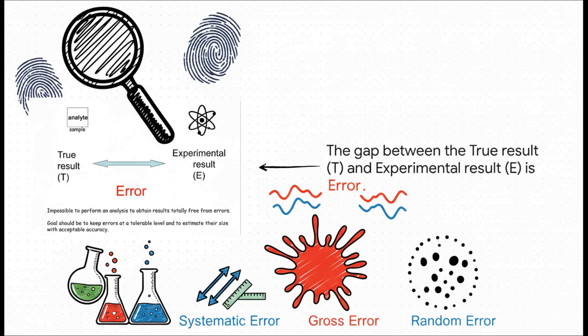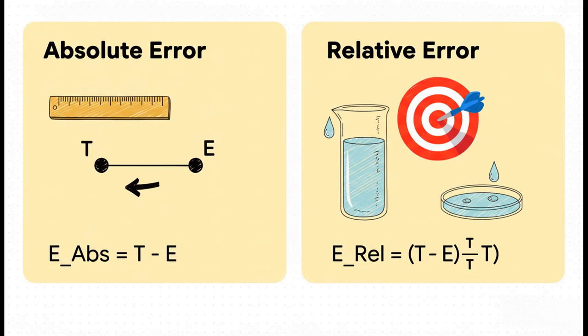Okay, so think of it like this. Every single measurement we make is basically an attempt to find the true value of something. But what we actually get is our experimental value. And that gap, right, that unavoidable space between the truth and our result, well, that's what we call error. Now, our goal isn't to be some kind of superhero and eliminate all error, because honestly, that's impossible. The real job of a good analyst is to keep those errors small, tolerable, and to know exactly how big they are.